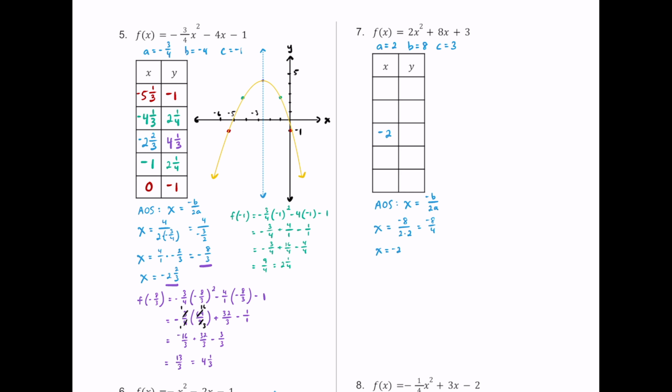Now that we know that the AOS is at x equals -2, we can find the vertex. So f of -2 is going to equal 2 times this -2 squared plus 8 times the -2 plus 3. Okay, this -2 squared is going to be 4, and 4 times 2 is going to be 8. And then this 8 times -2 is -16, so it's 8 minus 16 plus this 3. And so 8 minus 16 is -8, plus the 3 is going to be this -5. So when x is -2, y is going to be -5, and that's the vertex. Let's go ahead and start sketching the graph here.